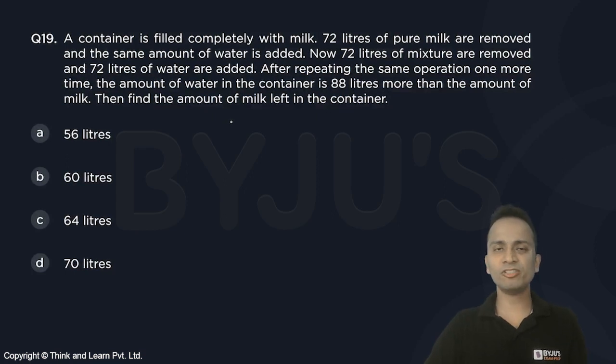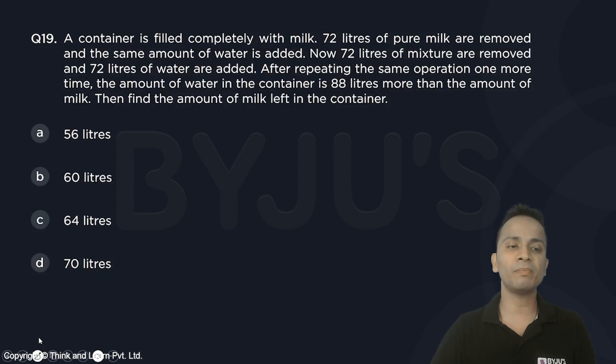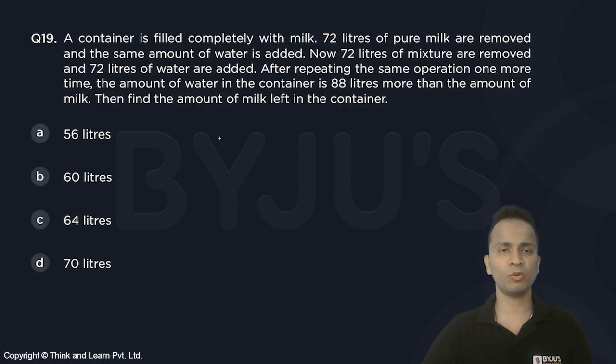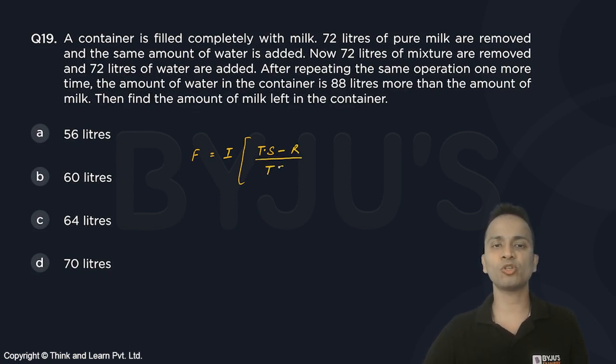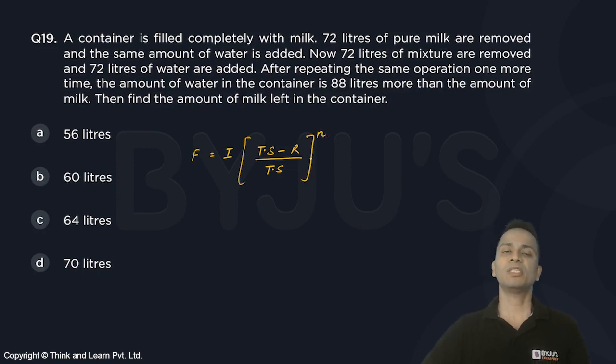Now, this is a slightly tricky question. In this case, the concept of removal and replacement will be applied. If I look at the formula of removal and replacement, it says final fraction is equal to initial fraction, bracket, total solution minus the portion which is removed divided by total solution, raised to the power the number of times the step is repeated.